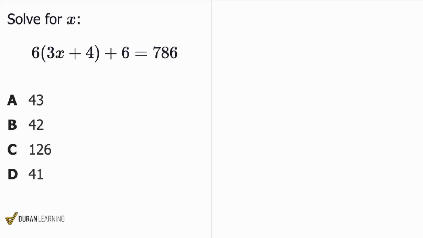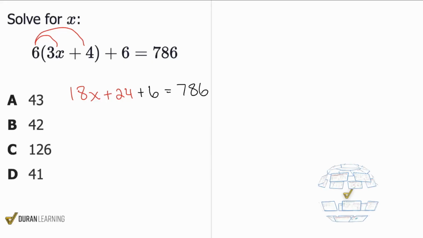I'll show you another way here at the end, but if I distribute, I'll be distributing to the 3x, and I'll be distributing to the 4. So if I do it that way, I'll have 6 times 3x, which turns out to be 18x, and then we have 6 times 4, which ends up being 24. We'll write everything else that we have. This is unaffected. That is not inside the parentheses. So unaffected plus 6 equals 786.